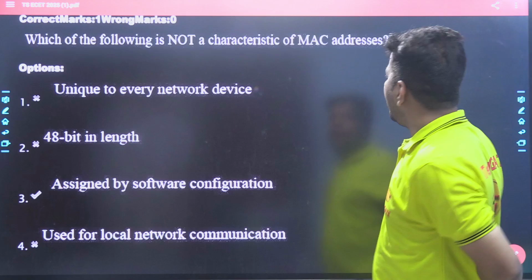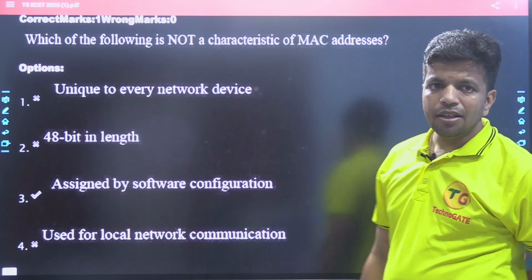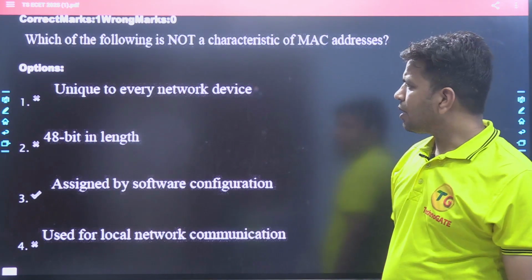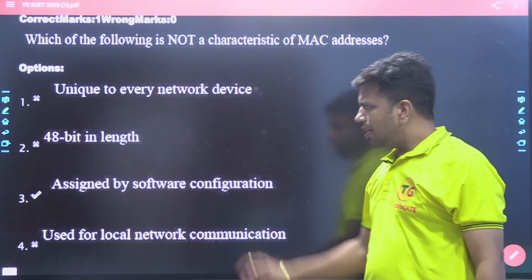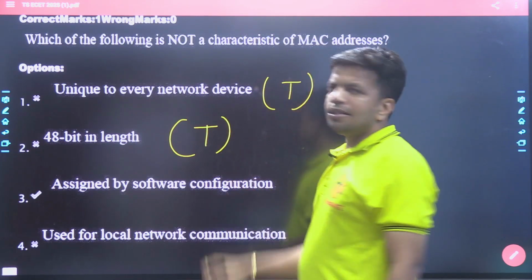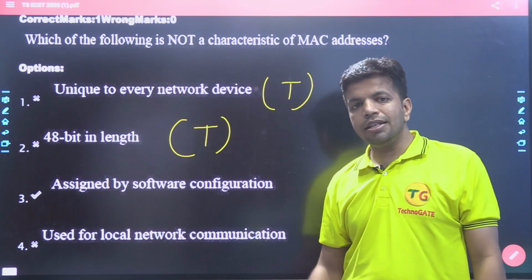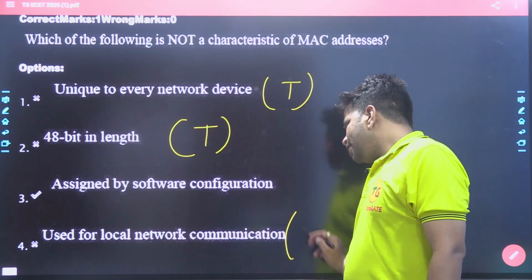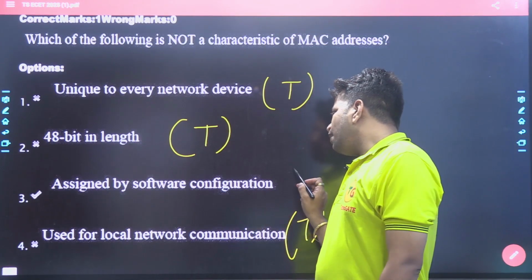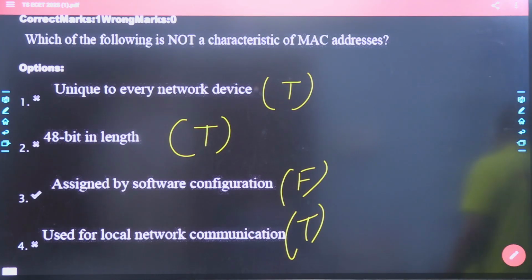Which of the following is not a characteristic of a MAC address? Media access control address is simply a physical address. It's unique to every network device. It is 48 bits in length. That statement is true. It never changes; even an IP address can change, but it never changes. Used for local address communication? Yes, it works on the data link layer. Assigned by software configuration? False. It's not assigned by software configuration. So you can go with answer number 3.